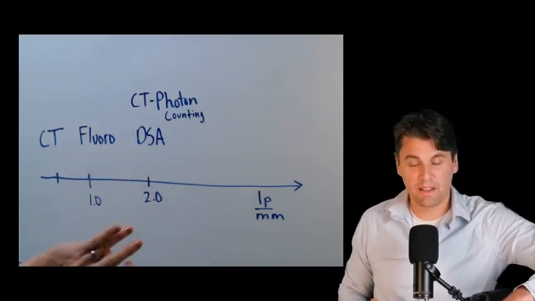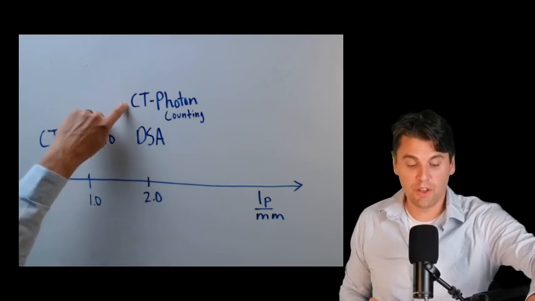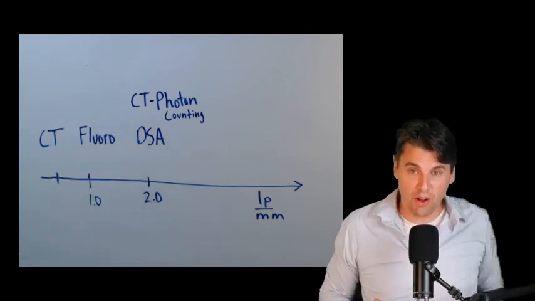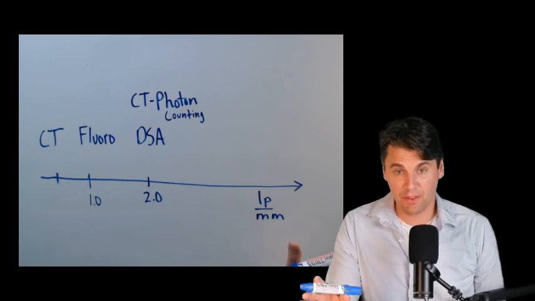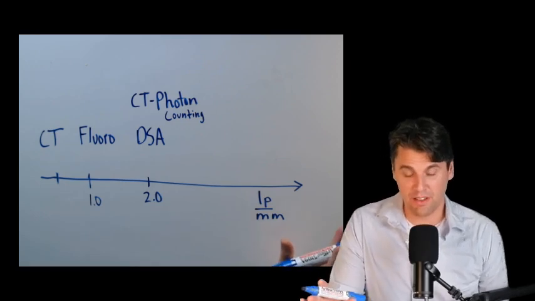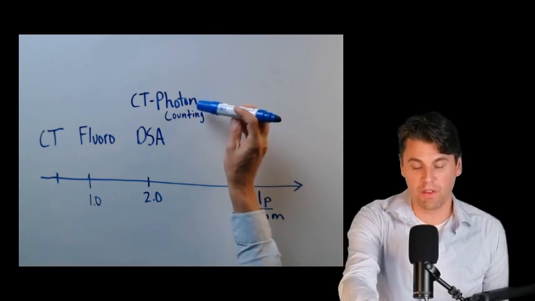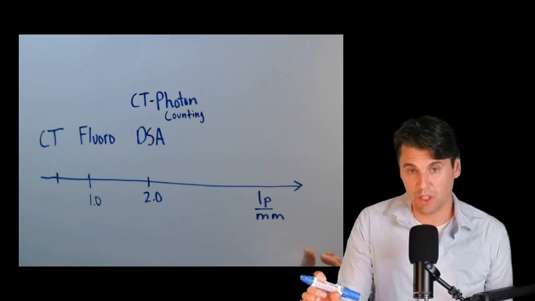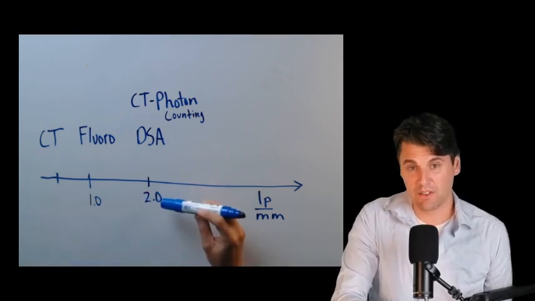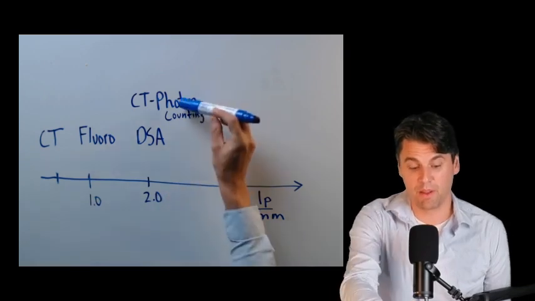Then next up, coming down to even higher spatial resolution, are the newer CTs that are called photon-counting CTs. These inherently have higher spatial resolution than a traditional CT. If you have one of those newer photon-counting CTs and you use a higher spatial resolution kernel, you can be getting in this range above 2 line pairs per millimeter.